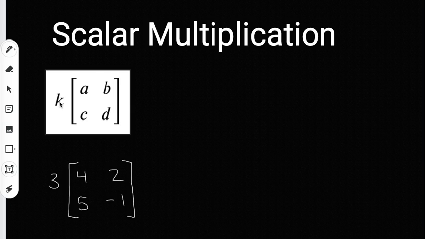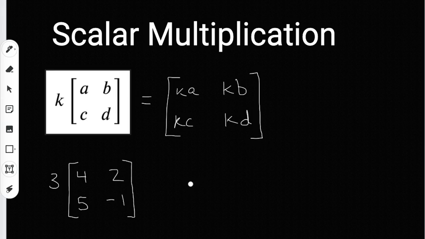So the first thing I would do is multiply k by a. And when I do that, I get ka, k times a. Then I'm going to move on to the next element of the matrix. I'm going to multiply k by b. And when I do that, I get kb. Then I move to the bottom row. I have k times c. That's going to give me kc. And then I'm going to multiply k by d. When I do that, I get kd.